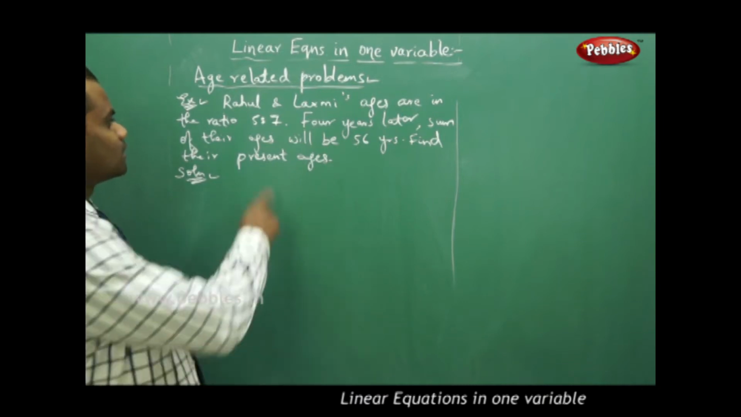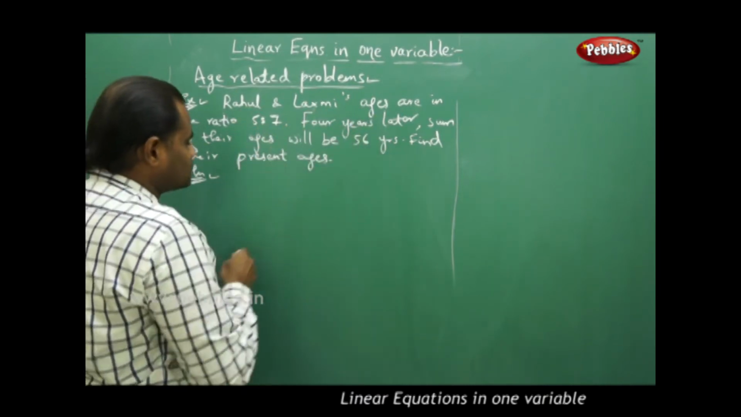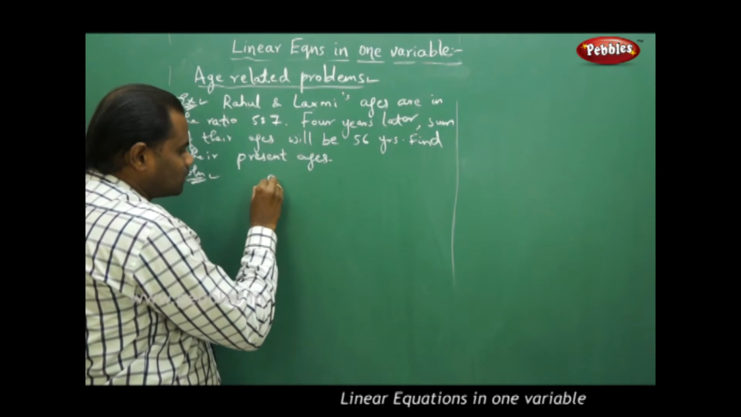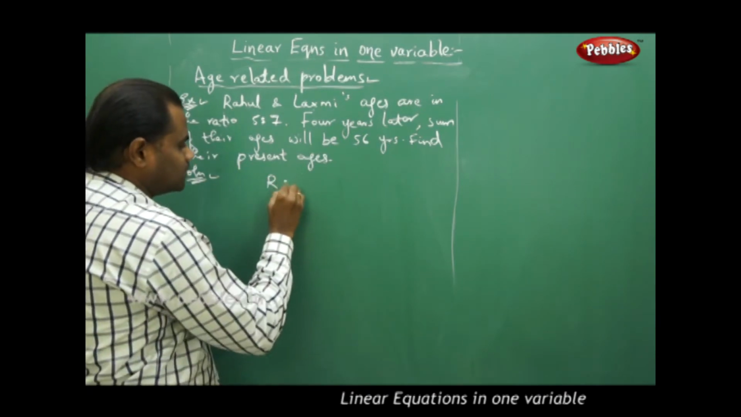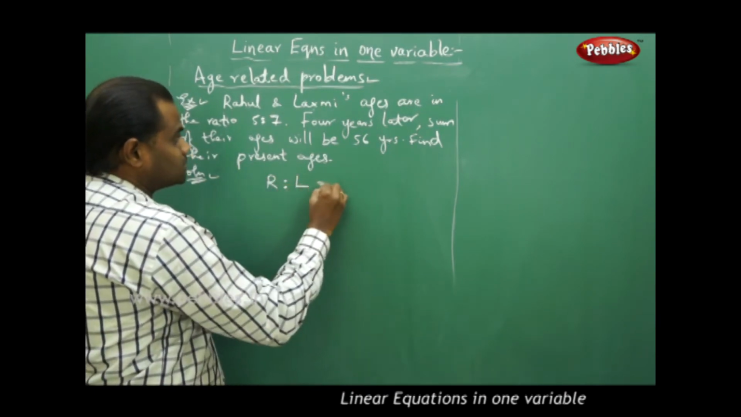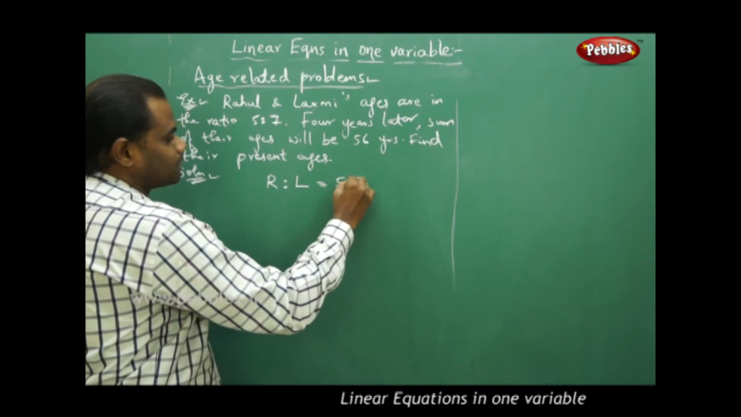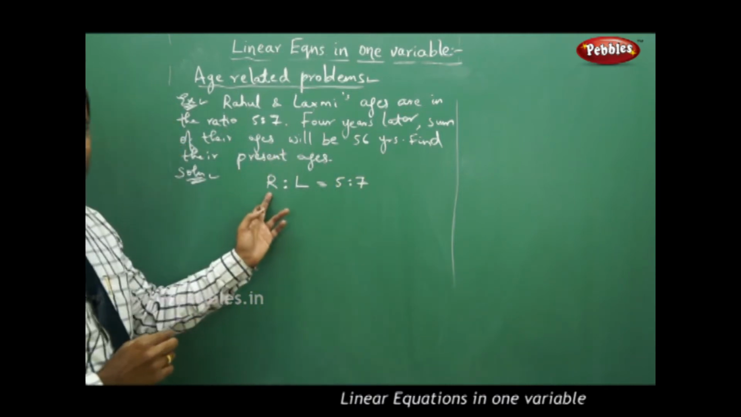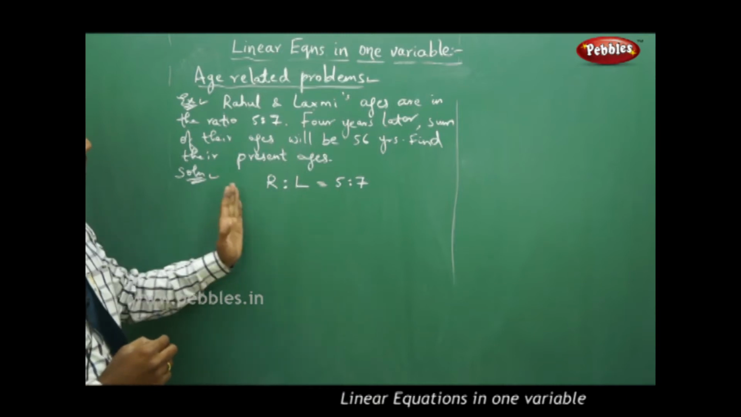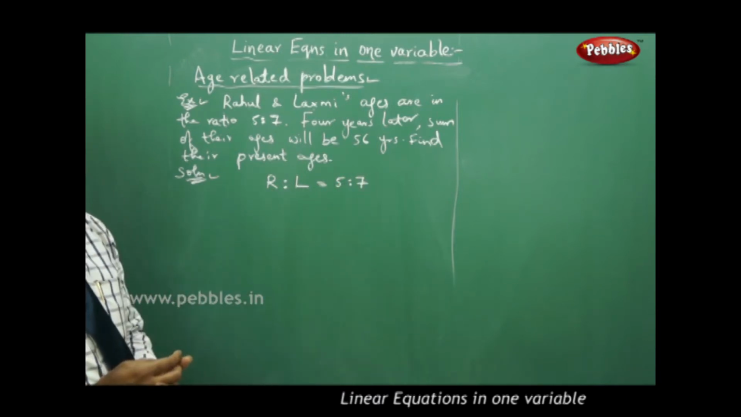So there are two people, Rahul and Lakshmi, whose ages are given to be in the ratio. If I denote Rahul with R and Lakshmi with L, then the ratio of their ages is given to be 5:7. R represents Rahul's age, L represents Lakshmi's age, and the ratio is 5:7.